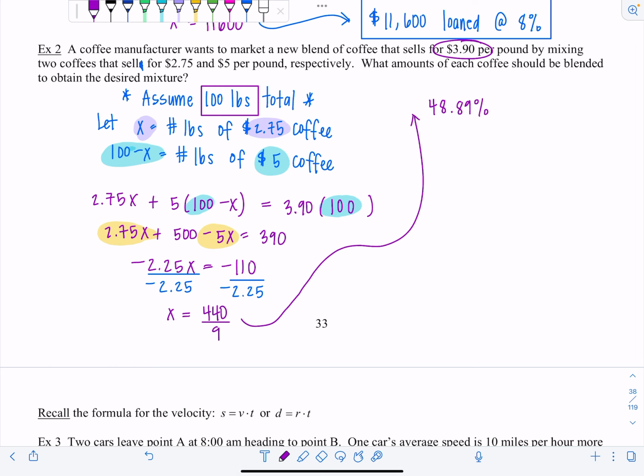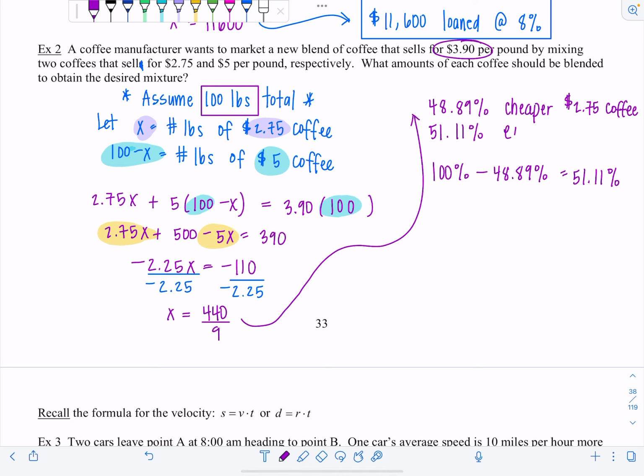48.89%. So that's more helpful to us because you may not necessarily be making 100 pounds total, but however many pounds you're making, 48.89% should be the cheaper $2.75 per pound coffee. Okay, and then how could we figure out how much of the more expensive coffee we need? Just do 100% minus 48.89 and you get 51.11%. So that's the percent of the more expensive $5 per pound coffee.